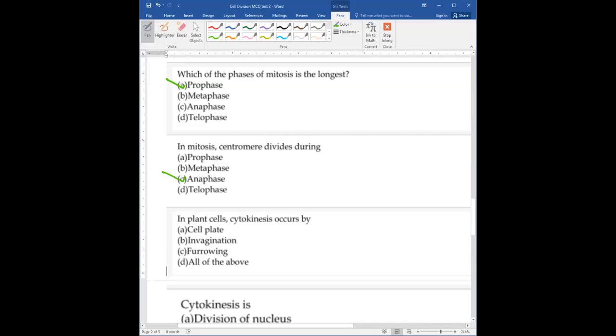Okay, next question is for Tanishka. In plant cell, cytokinesis occurs by cell plate, invagination, furrowing, all of the above. What do you think? Yes, very good, guys. This is cell plate. But guys, what do we mean by invagination? When the cell membrane goes in like this, that thing is called invagination. Invagination means folding of your cell membrane, or it can be nuclear membrane. So this thing is invagination or furrow formation.